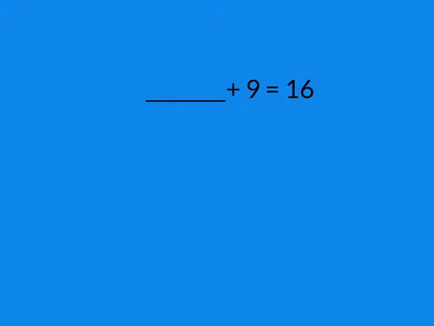Okay, so for this one, just because this missing addend is in this spot right here, it doesn't change that you are starting at the 9 and you are counting up to 16 and stopping. So I'm going to start at 9, count with me, 10, 11, 12, 13, 14, 15, 16. And let's count how many we have there. 1, 2, 3, 4, 5, 6, 7. So I'm going to put my answer right here, 7. So 7 plus 9 equals 16.